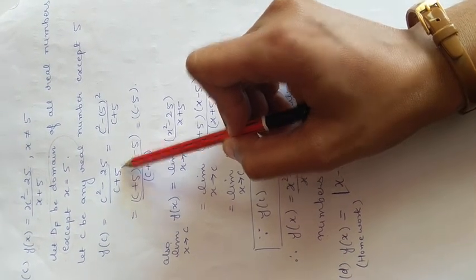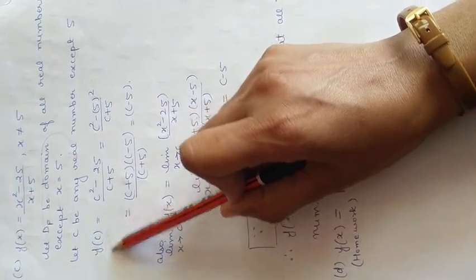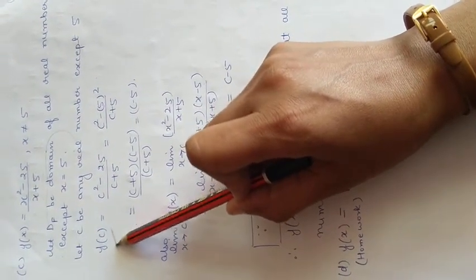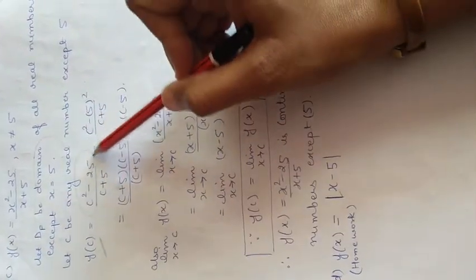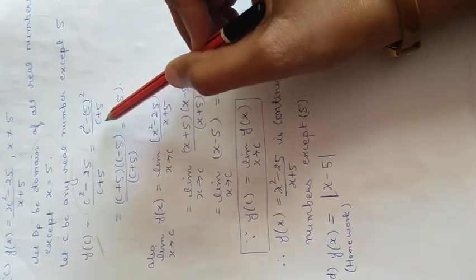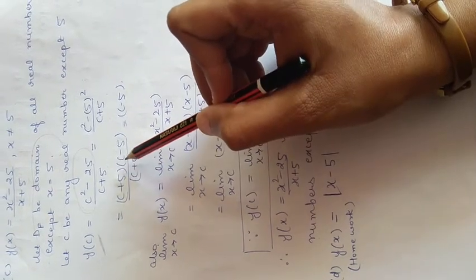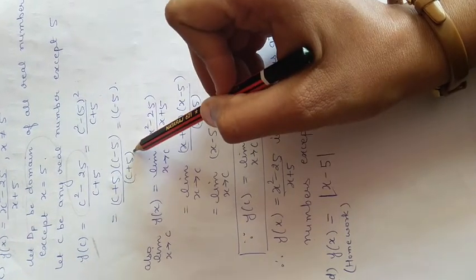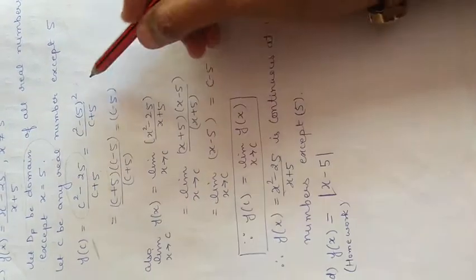Why am I using it? Because I have to find the function's value at point c, and this you already know can be written as c square minus 5 square, that is c plus 5 into c minus 5 upon c plus 5. These both will cancel out and the remaining part will be your c minus 5.